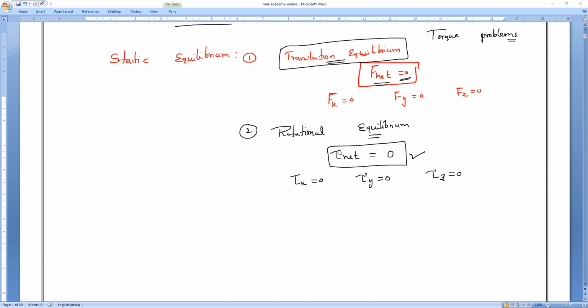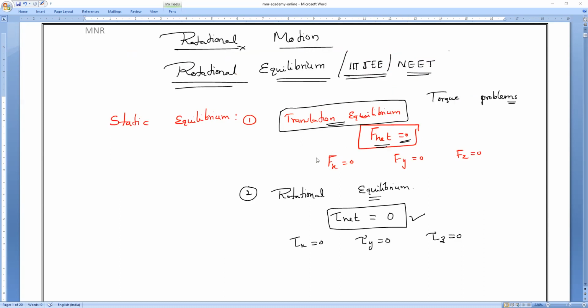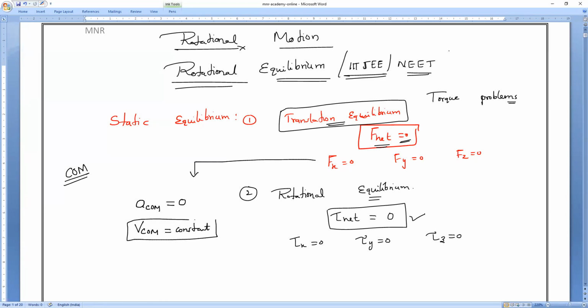Now let us go back to the translation equilibrium. All of you remember we studied a concept called COM, the center of mass. In translation equilibrium, the acceleration of the center of mass is zero, because the velocity of the center of mass remains constant. Keep it in mind.